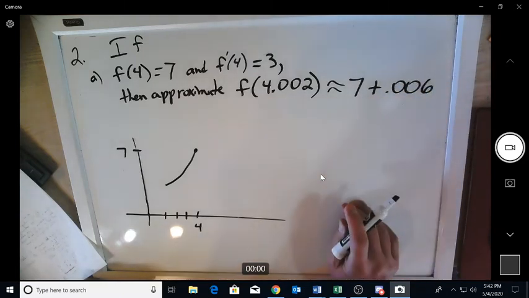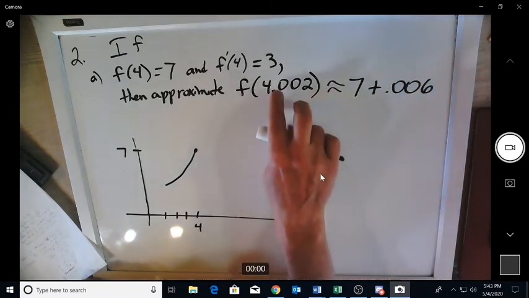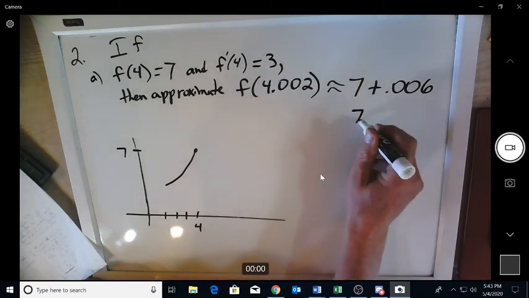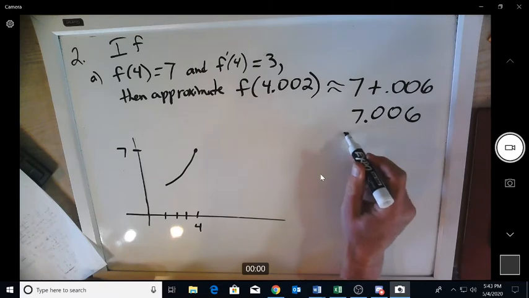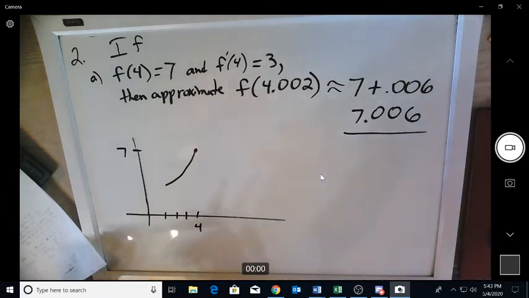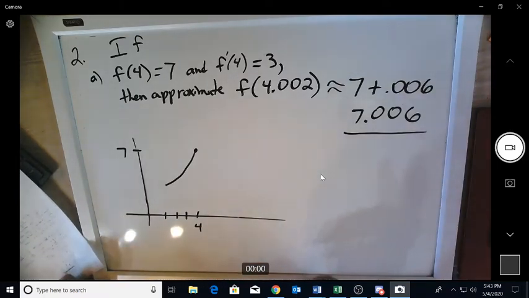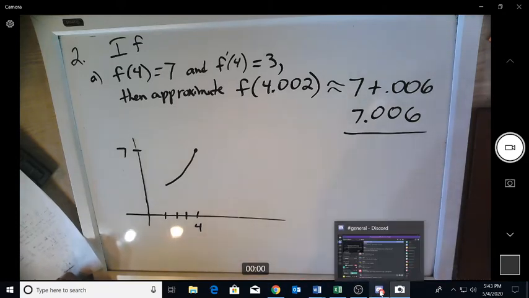So my reasonable estimate for its new height would be 7 plus 0.006, because of tripling that, 7.006. Now, if you're able to get something in that ballpark, or something a little bit bigger than 4, bigger than 7, give me some feedback on that. Typically, most students can't the first time they see this in calculus.